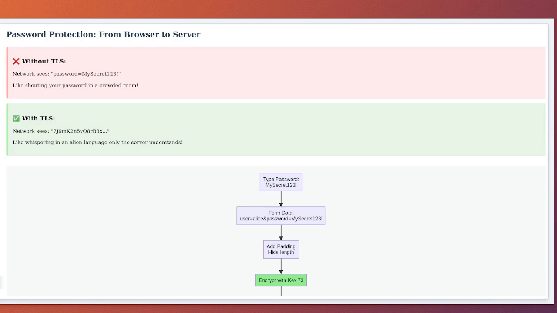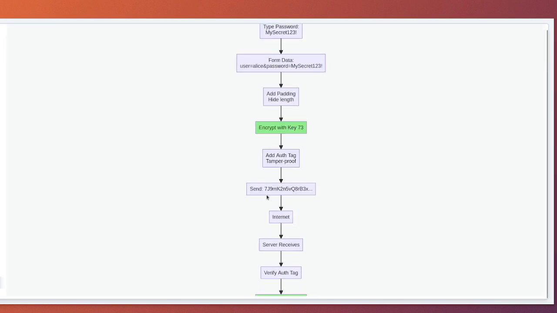With TLS, here is what happens instead. Your password becomes part of an HTTP POST request: username=Alice&password=mysecret123. This entire message is encrypted using your session's application key. If your key is 73 and using AES encryption, mysecret123 might become. But it is not just encrypted once. The entire HTTP request, including headers, cookies, and your password, is wrapped in TLS encryption.